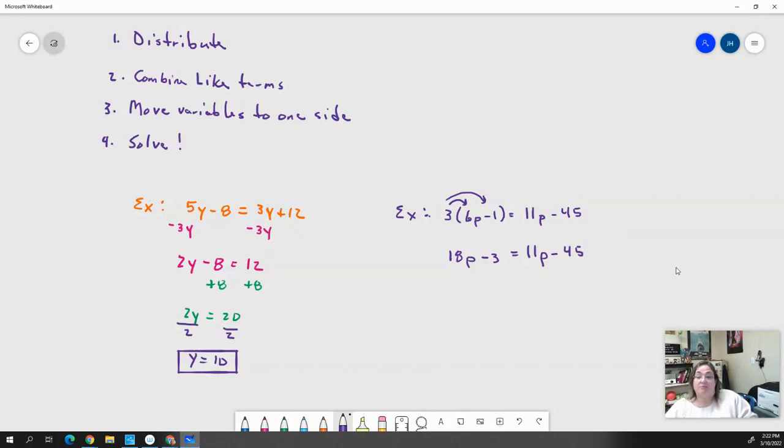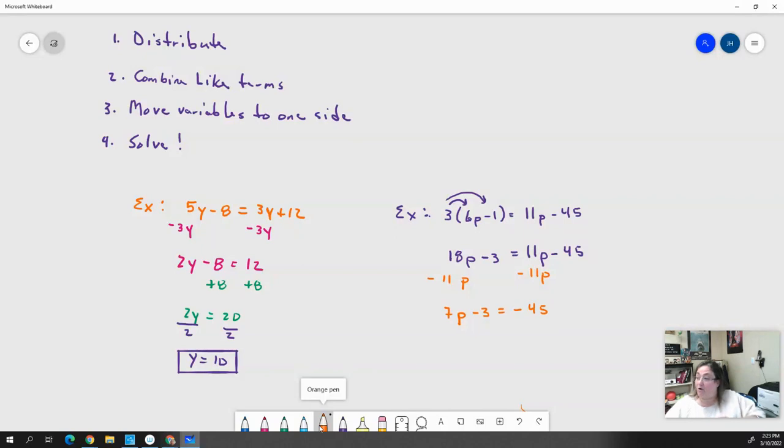And so now we're just going to start moving our variables to one side. So again, I like to go to the left. I like to have my variables on the left. So I am going to move the 11p over to the other side. It is a positive 11p, so I can move it by subtracting 11p from both sides. Notice how I line it up under the p terms so that I can subtract it easily. Right? 18 minus 11 is 7. So I have 7p minus 3 equals now -45.